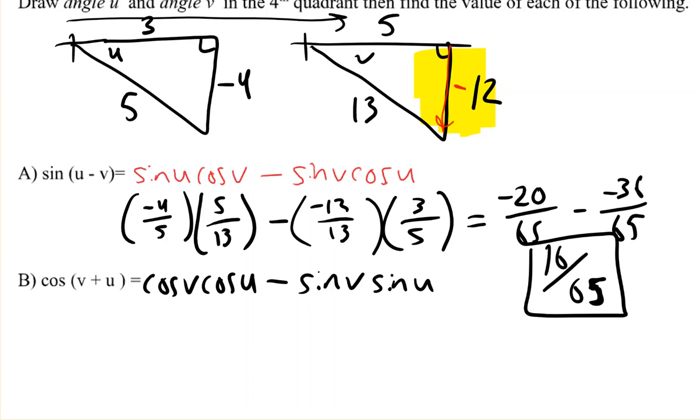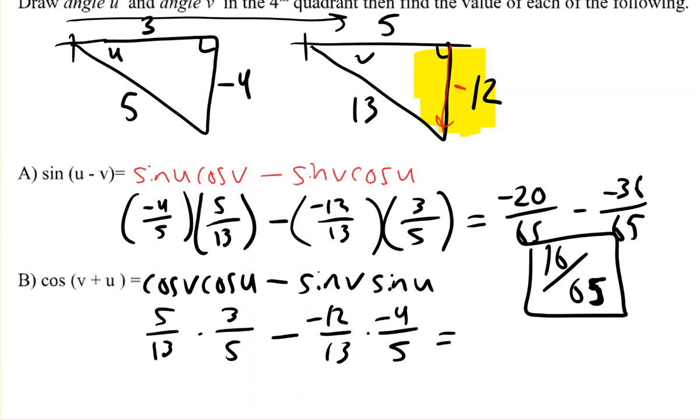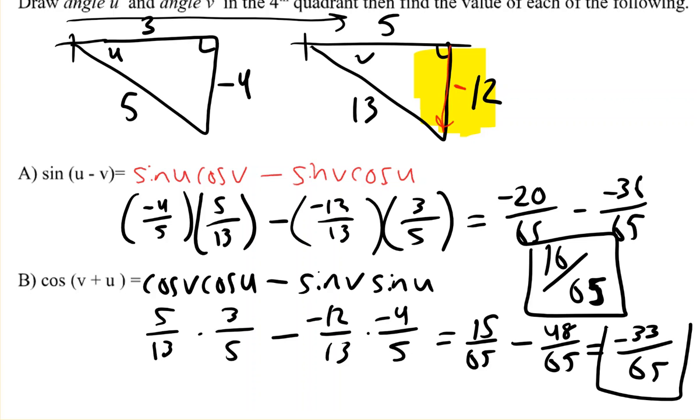So from V, here's its cosine, adjacent over hypotenuse. U, cosine, adjacent over hypotenuse still. Sine, opposite over hypotenuse, and then U, opposite over hypotenuse. So it looks like you had 15/65 minus 48/65. So in the end, negative 33/65. Is that what you ended up with?